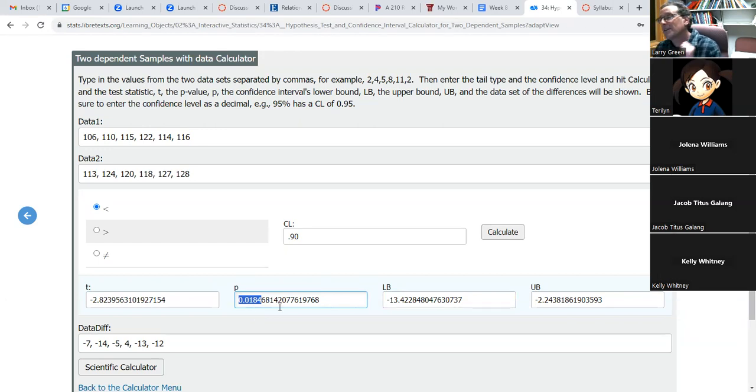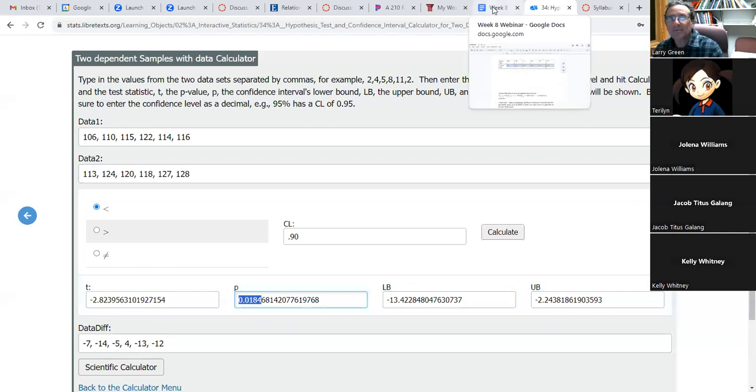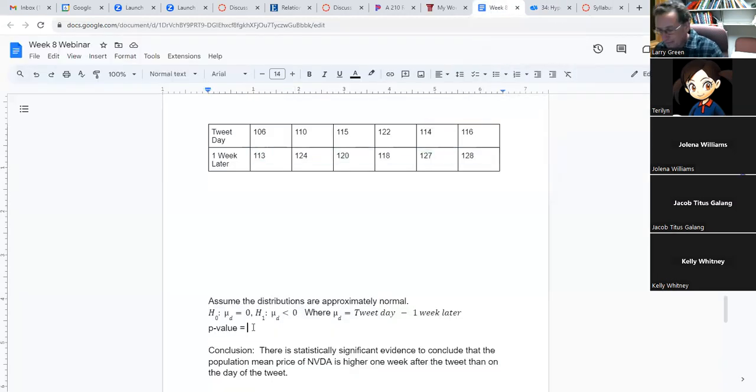I said the level of significance is 10%, because the type 2 error was worse than the type 1 error. Yeah, we definitely reject the null hypothesis here. So the p-value is 0.018. And we could say there is statistically significant evidence to conclude that the population mean price of NVIDIA is higher 1 week after the tweet than on the day of the tweet.